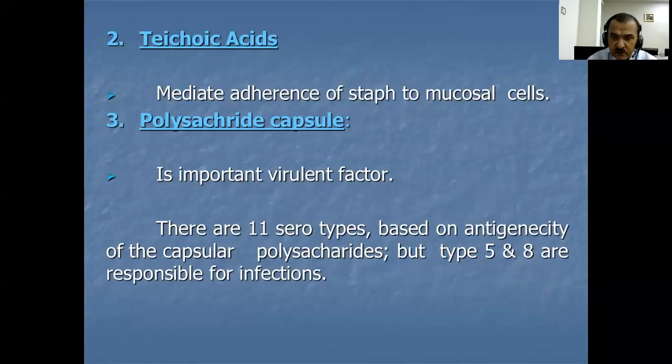Second virulence factor, teichoic acid, mediates adherence of the staphylococcus to the mucosal cells. So this is a factor which helps in the pathogenesis of the bacteria. Number three, polysaccharide capsule. Some species of Staphylococcus possess a capsule composed of polysaccharide. It also acts as a virulence factor. It is also a pathogenic factor. There are 11 serotypes of capsular polysaccharide based on the antigenicity of the capsular polysaccharide, but types 5 and 8 are responsible for the serious type of infection.